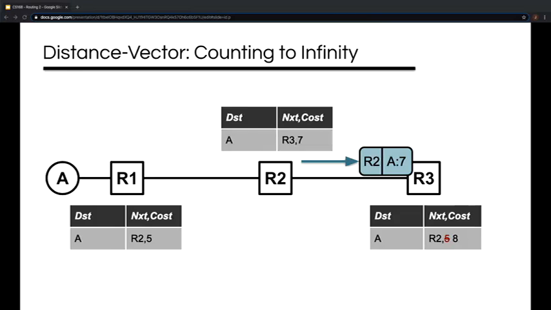And so this is never going to converge, right? These are just going to keep toggling back and forth with each other. Each one saying, oh, well, you told me 6, so mine is going to be 7, so I'll tell you 7. And you say, okay, well, then mine's going to be 8. And so it just goes back and forth forever. We call this the counting to infinity problem. And again, this particular instance of the counting to infinity problem is solved by implementing split horizon.